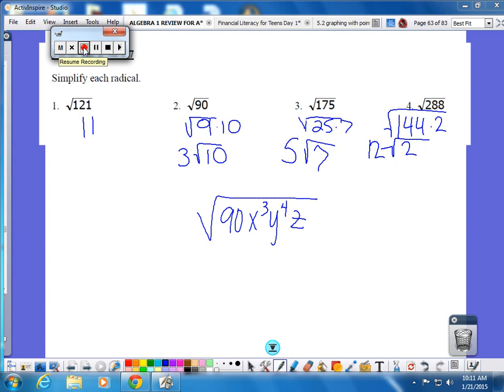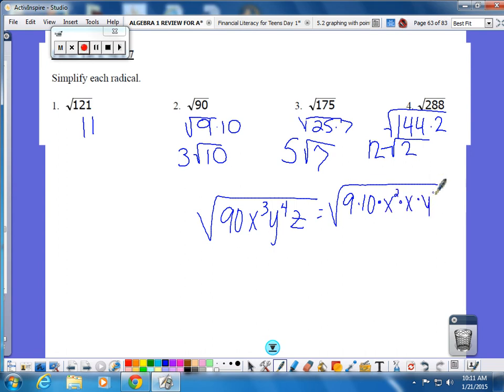If your calculator will give you the answer for the 90, let me tell you, it won't give you the answer for this. So we start out with 90s and 121s and 175s just to learn how to break it down, so that we can do monomials and not just constants later. What would happen here is you would break down your number, then you would break down your variables. Any even powers, a perfect square.